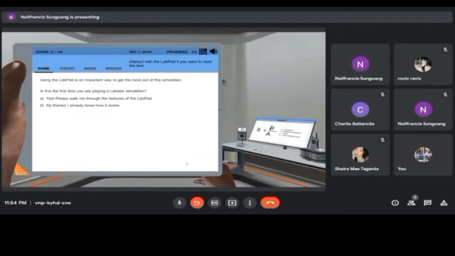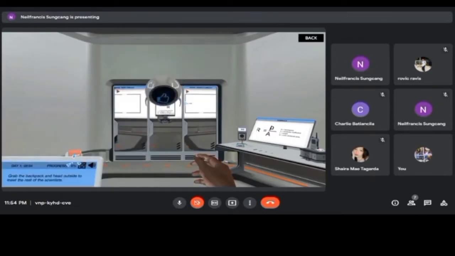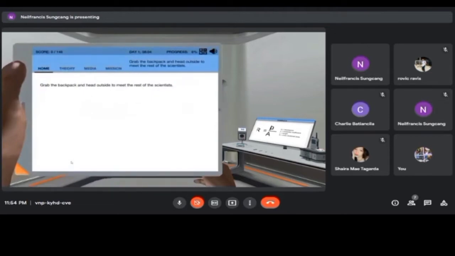Using the lab pad is an important way to get the most out of this simulation. Grab the backpack and head outside to meet the rest of the scientists.